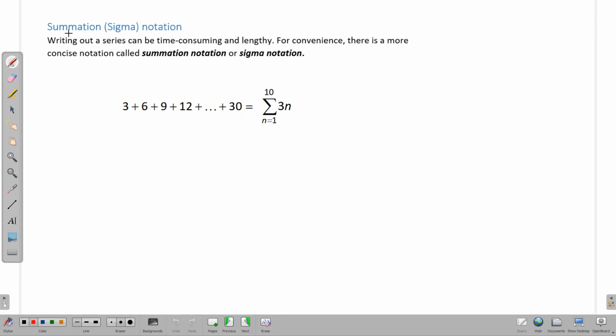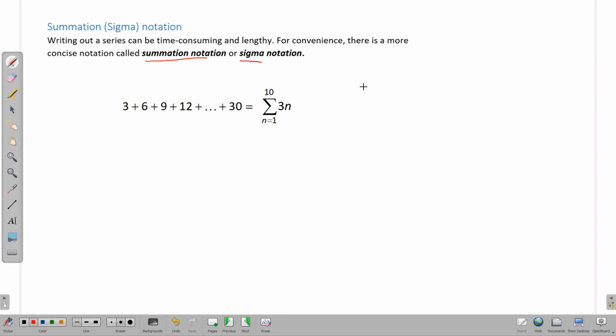Okay, so let's move on to summation notation, or it's also called sigma notation. When we write out these big sums, it can be tedious and they can take up a lot of space, so it'd be nice to have a condensed way of writing it, and that's where summation notation comes in. The sum that you see here, 3 plus 6 plus 9 plus 12, all the way up to 30, all that added together could be expressed using this notation here.